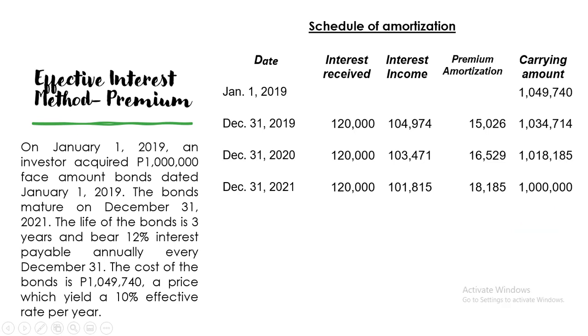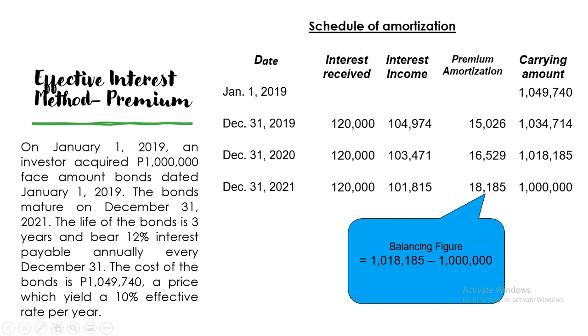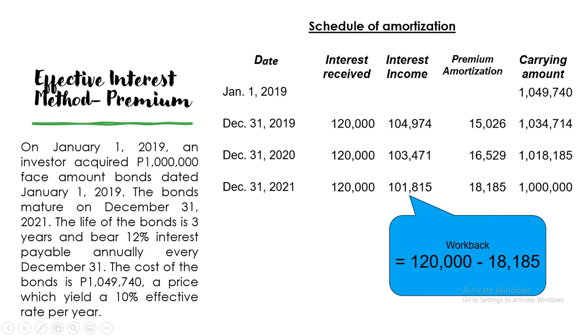So what you're going to do, work back na lang yung premium amortization, 1,018,185 minus the 1 million. So yung previous carrying amount minus the face amount na 1 million. So that should be the premium amortization. And the interest income is work back po, 120 interest received less the premium amortization 18,185. Okay, so work back po tayo.